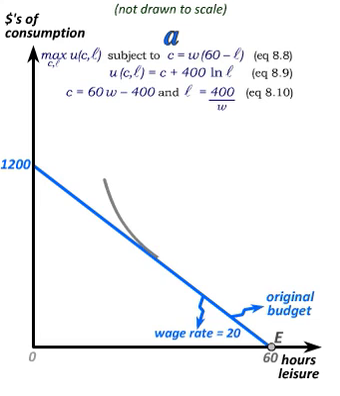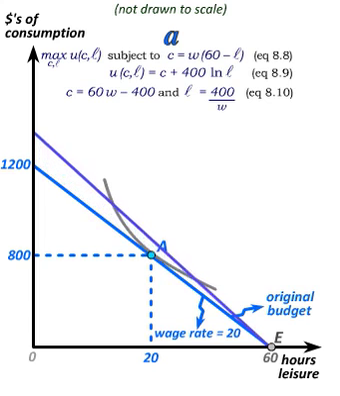To find the optimal consumption bundle A, we therefore just have to insert the wage of 20 into our solutions for leisure and consumption. For leisure, that gives us 400 divided by 20, which is equal to 20 hours of leisure. And for consumption, it gives us 60 times 20, which is 1,200, minus 400, which will give us $800 worth of consumption.